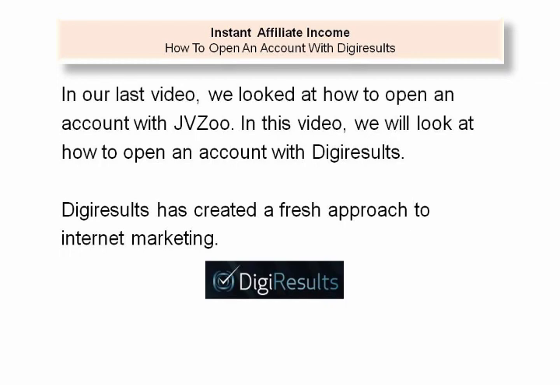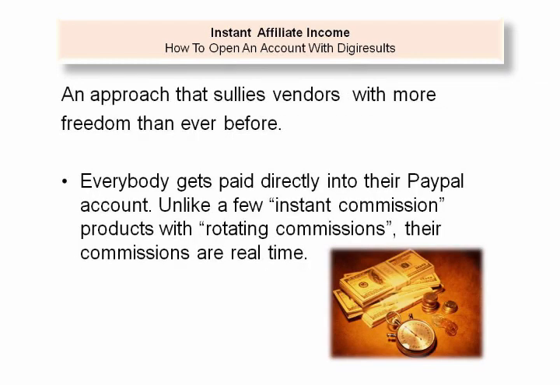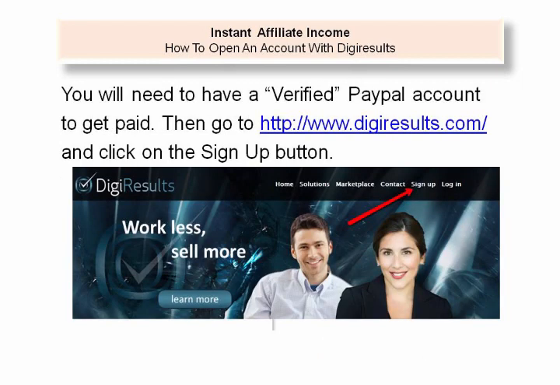DigiResults has created a fresh approach to internet marketing, an approach that supplies vendors with more freedom than ever before, an approach that makes it simpler for affiliates to earn cash faster than ever before. Everybody gets paid directly into their PayPal account. Unlike a few instant commission products with rotating commissions, their commissions are real-time. You will need to have a verified PayPal account to get paid.